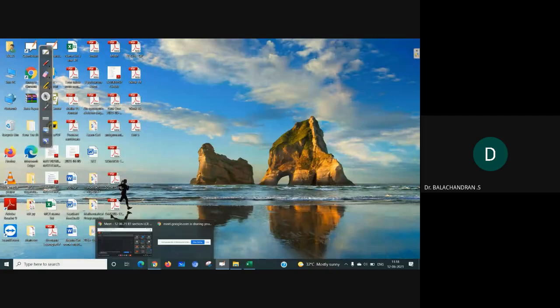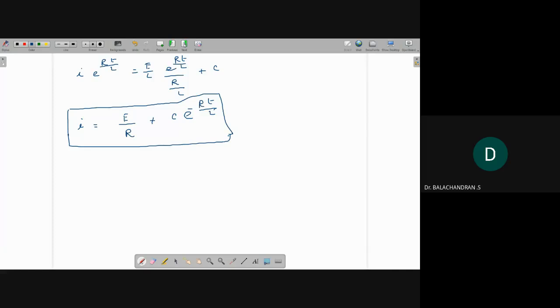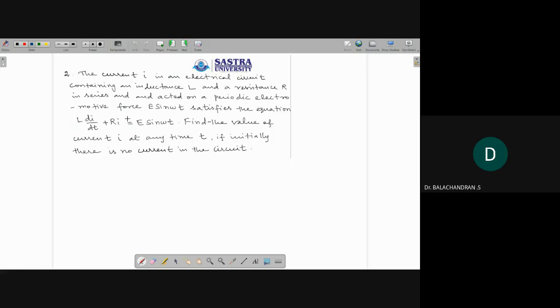Second problem. The current I in an electrical circuit containing an inductance L and a resistance R in series and acted on by a periodic electromotive force E sin omega t satisfies the equation L into di by dt plus RI equal to E sin omega t. Find the value of current I at any time t if initially there is no current in the circuit.